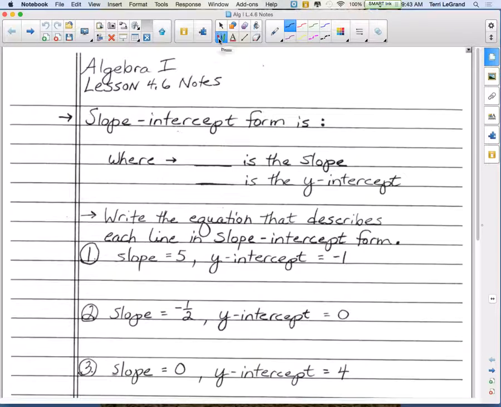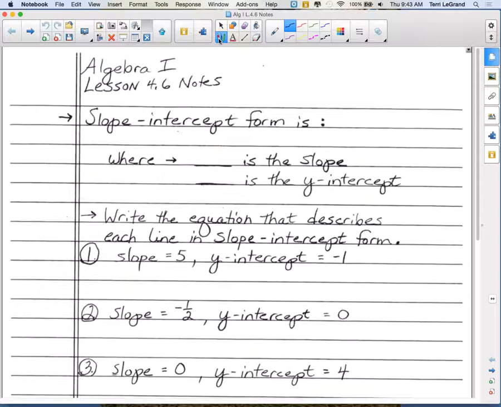Learning goal today says I can write a linear equation in slope-intercept form. So far we've talked about only one form of a linear equation, and that is standard form. Can you give me what standard form is? What does it look like when a linear equation is in standard form?